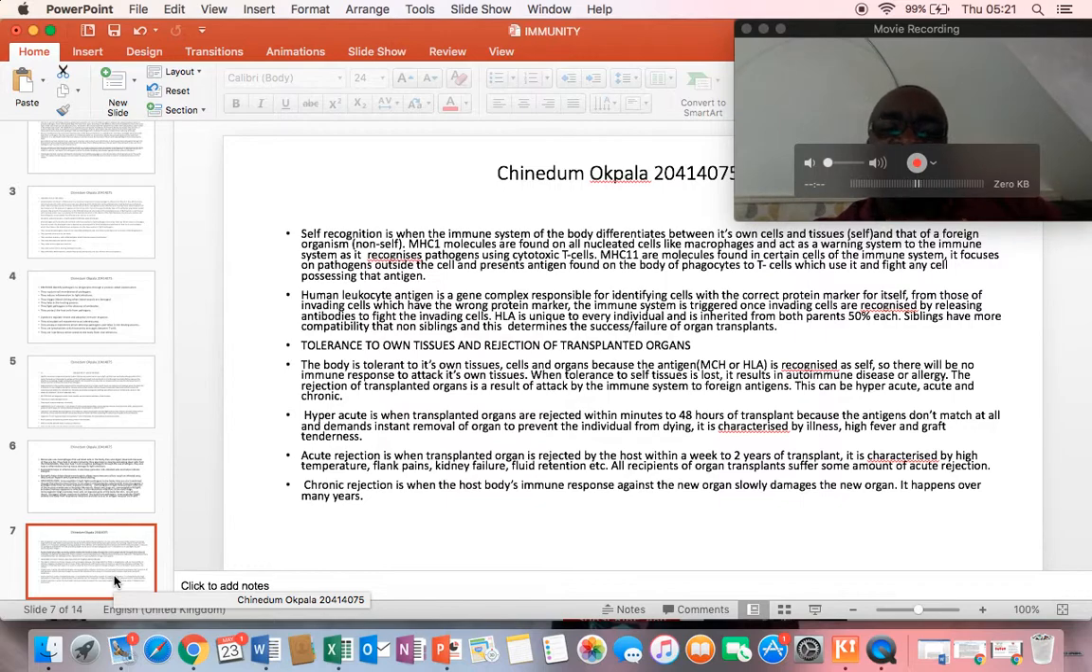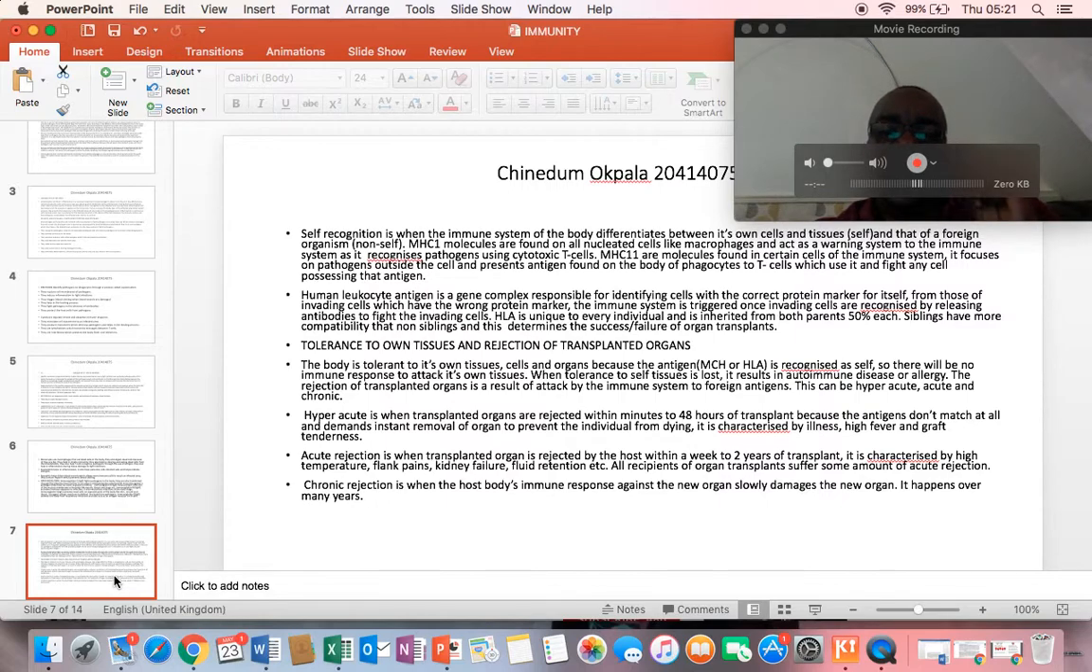Self-recognition is when the immune system of the body differentiates between its own cells and tissues and those of a foreign organism. MHC1 molecules are found on all nucleated cells like macrophages and act as a warning system to the immune system as it recognizes pathogens using cytotoxic T cells.